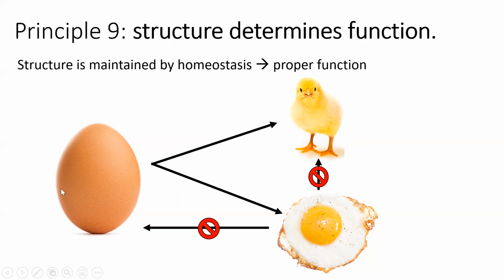Okay, so the egg, you can see the structure. Well, an egg, we know, gives life. Okay, so there's a chick, or we can have an egg and we can scramble it and have it for breakfast. But you cannot unscramble an egg, and you cannot take an egg that's been fried, I'm sorry, not scrambled, fried, and turn it back into a chick, for example.